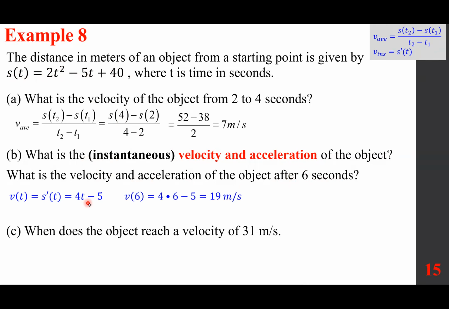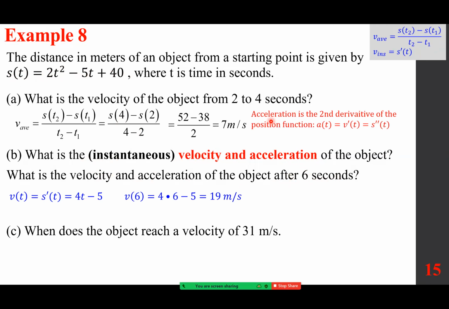The only thing added here is the acceleration. Acceleration is the second derivative of the position function. That means a of t is s double prime of t, or the first derivative of the velocity function, the v prime of t. So that means if I want a of t, I need to differentiate this, and I get 4. So a of t is v prime or s double prime, and it's 4 meters per square second.